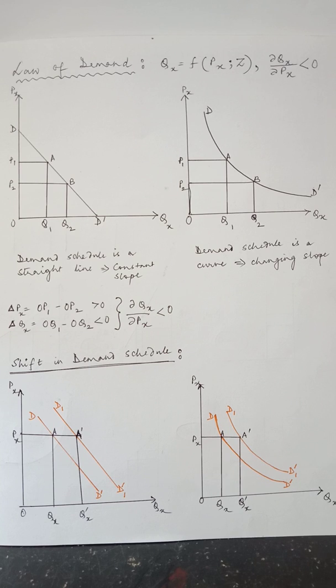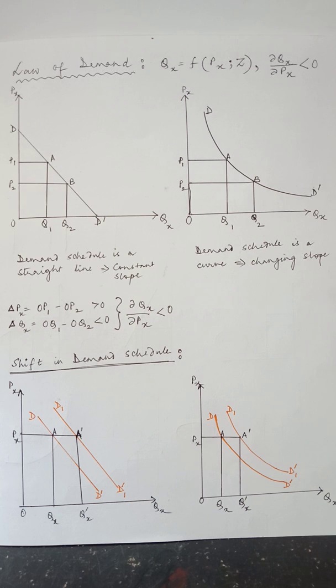Hello friends, in this class of microeconomics, I would like to teach you the law of demand. Now what does this law of demand state? The law of demand states that, other things remaining constant or unchanged, the quantity demanded of a commodity varies inversely with its own price. That is, if we write the function of demand as Qx equals a function of Px and Z, Z represents all the other things.